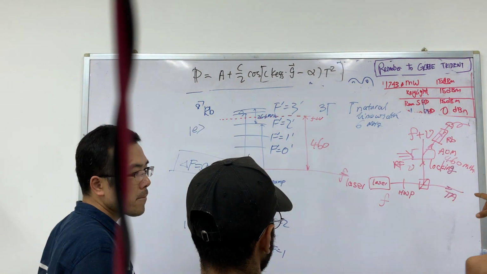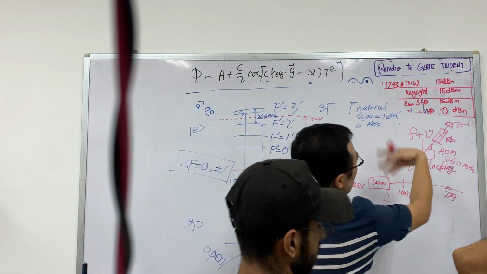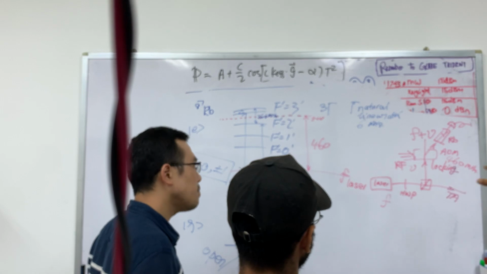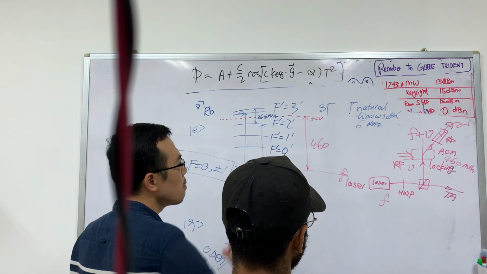Is this AOM double pass? It is double pass. Yes, I simplified it. So the mu is divided by 2. It's F plus mu over 2. Yeah, I just simplified it.